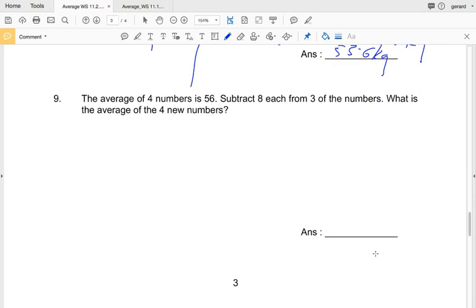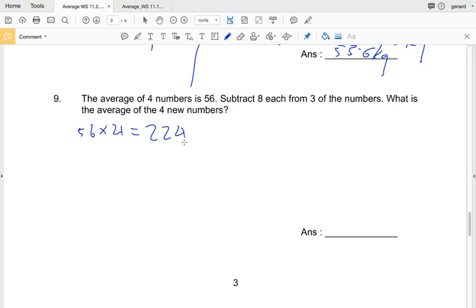Average of 4 numbers is 56. Subtract 8 each from 3 of the numbers. What is the average of the 4 new numbers? Now, if you want, you could draw a graph, a diagram, a model to solve this question. What's the total? 56 times 4 equals the total, which is 224.